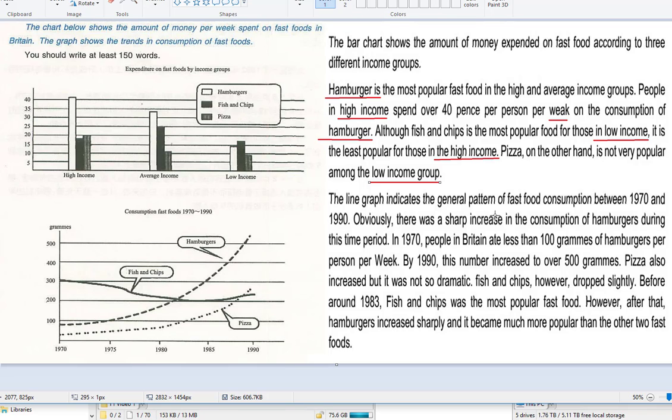The general pattern of fast food consumption. Okay, in the consumption of hamburgers. See, here it's plural. Why not make it plural here? People in Britain ate less than 100 grams of hamburgers per person per week. Why is this capitalized? The number increased, pizza also increased, but it was not so dramatic. Fish and chips dropped slightly. No, fish and chips didn't drop. The consumption of fish and chips dropped.